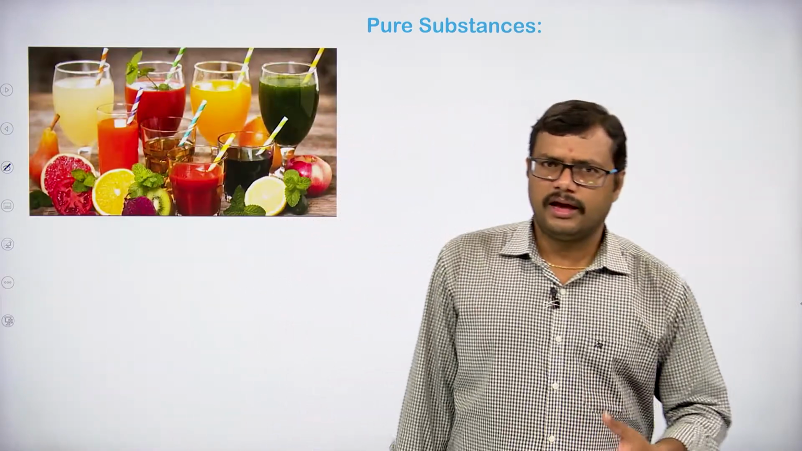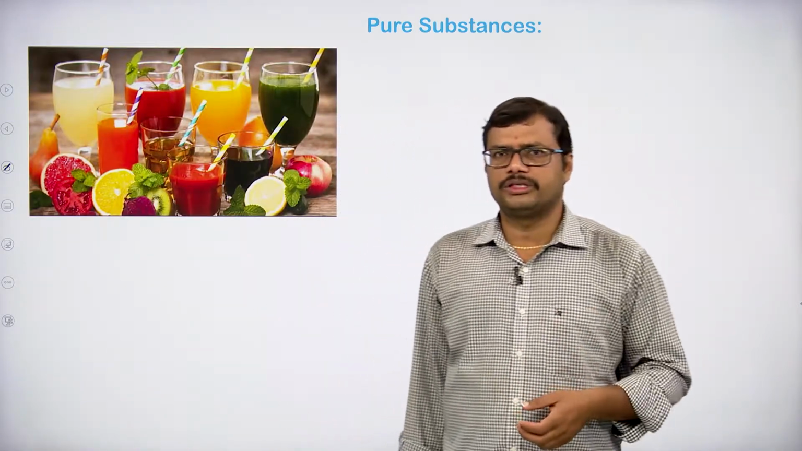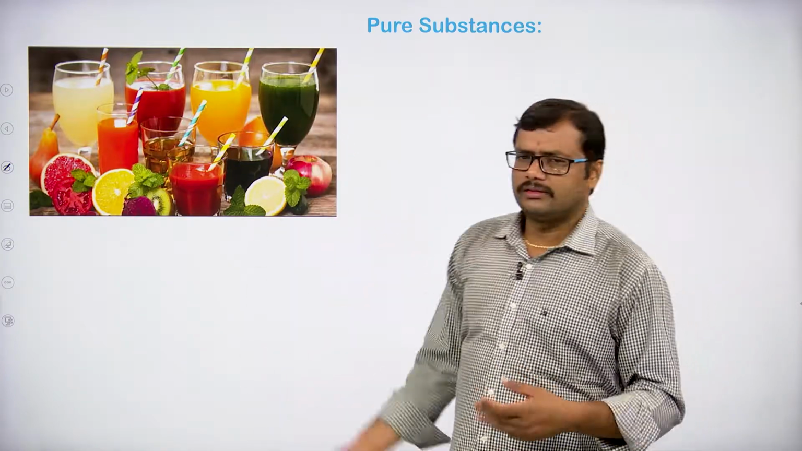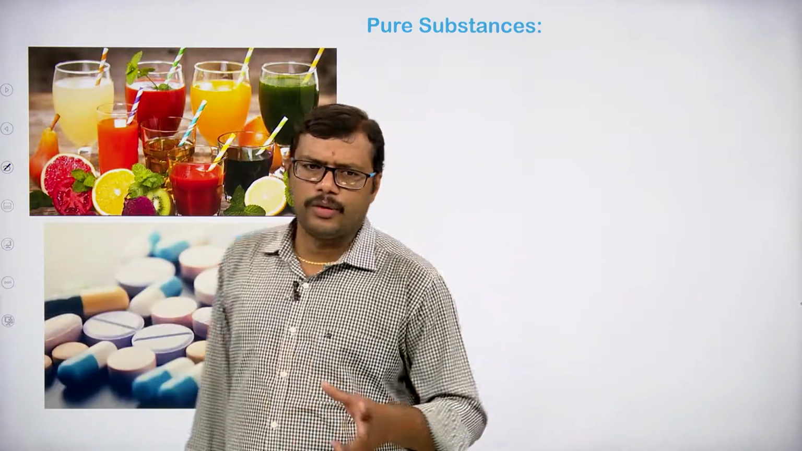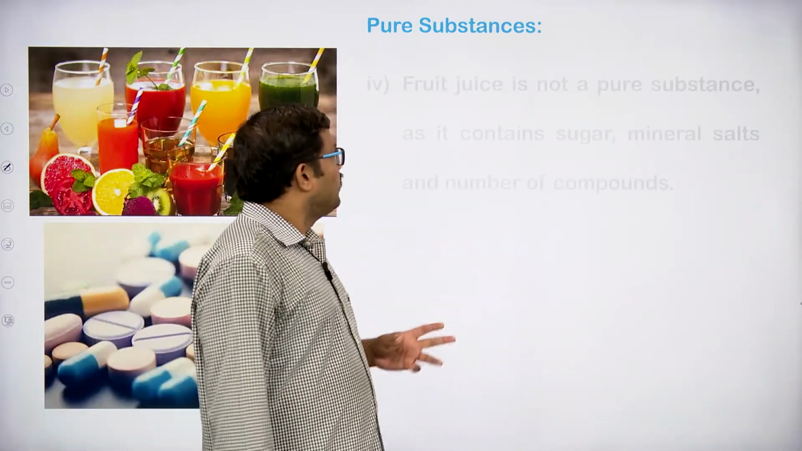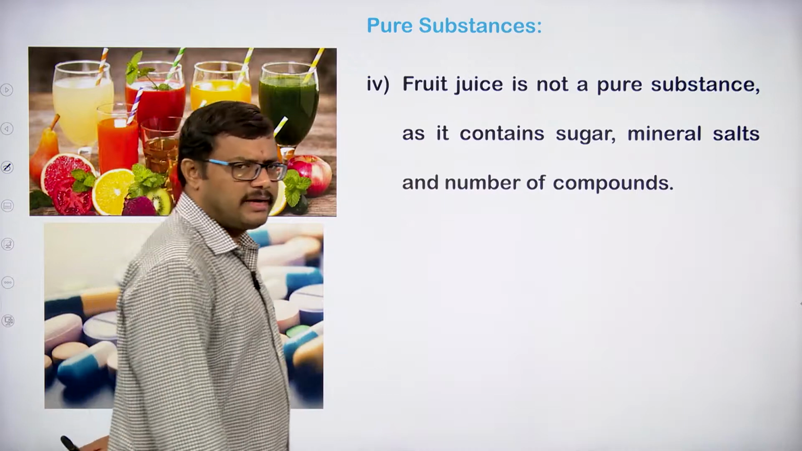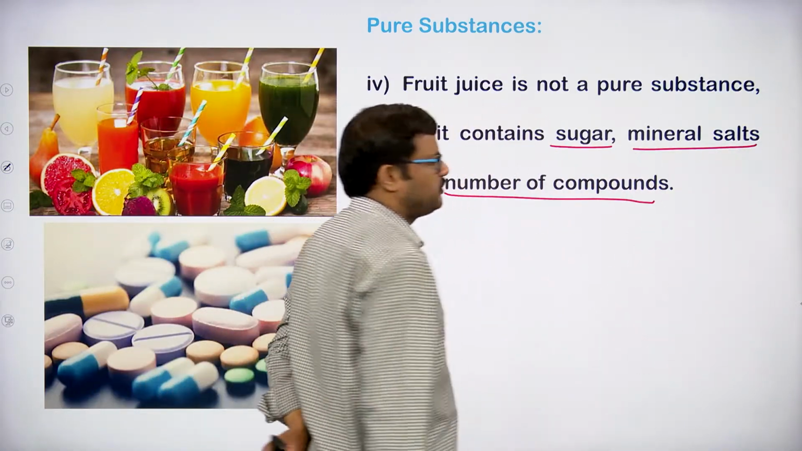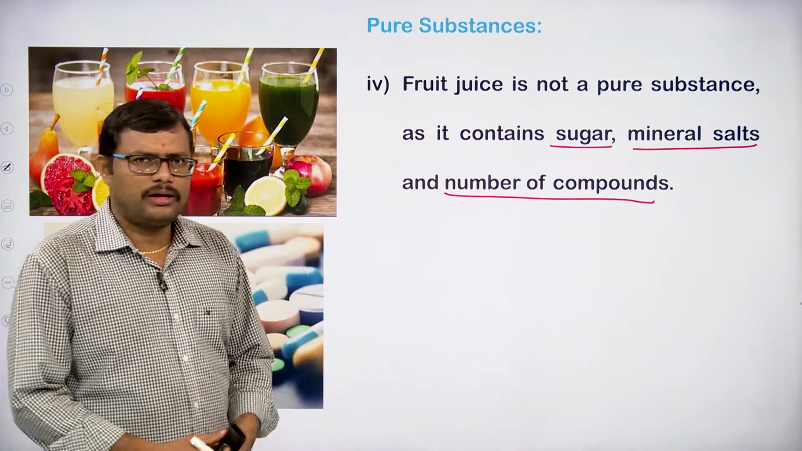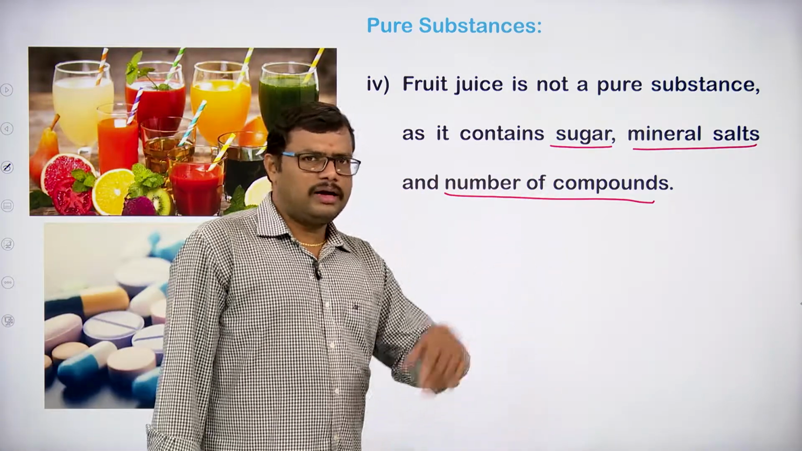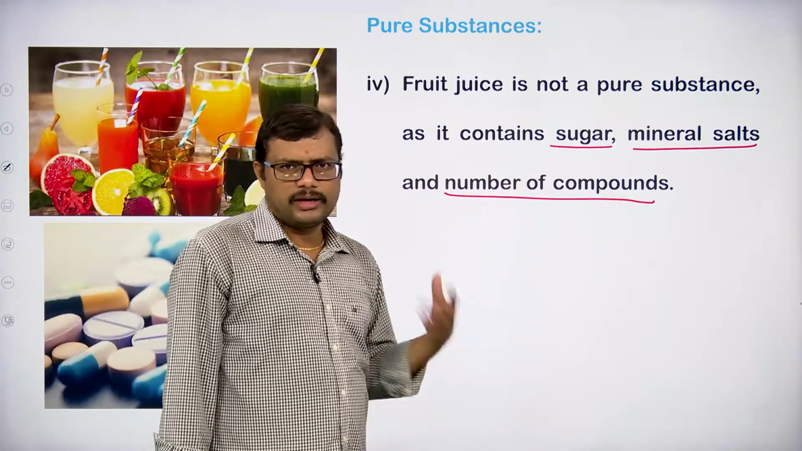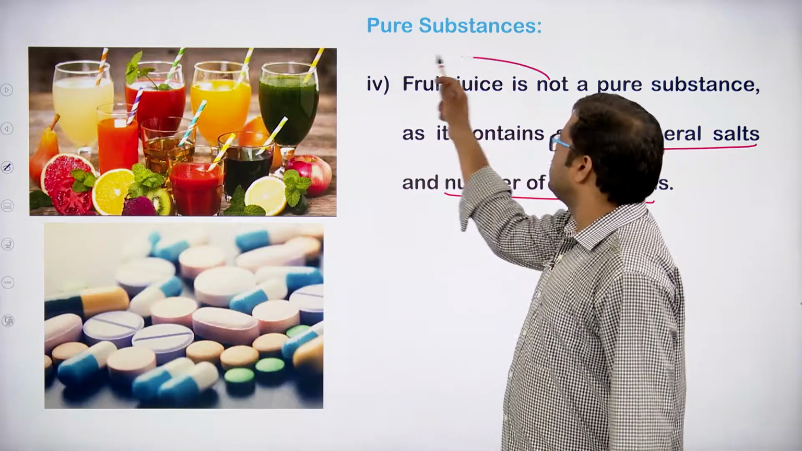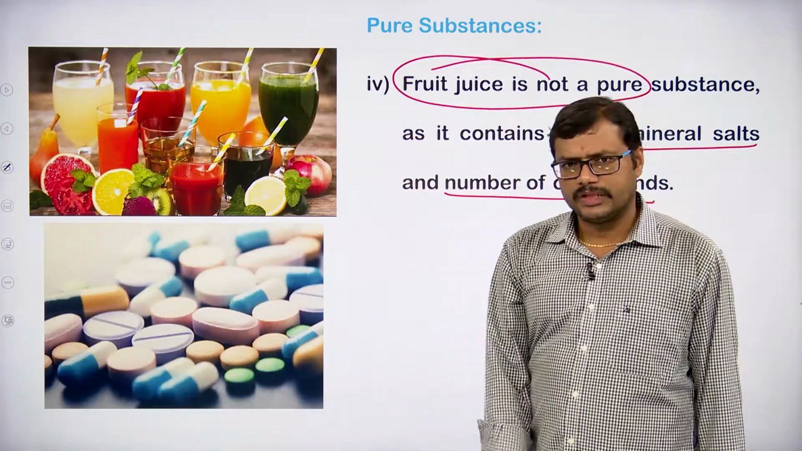Fruit juices, I think you have enjoyed fruit juices at home, right? Your mother used to prepare them. As you see, they look very clear, but they are not pure. Why? Fruit juice contains sugar, mineral salts and a number of other components. We even add water and sugar for taste, and it already has some minerals in it. So fruit juice is not a pure substance.